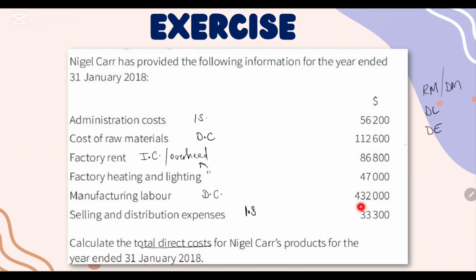So we have two items. We have direct material and we have direct labor. So our direct expenses are 544,600. Alright, our next session will go a bit further into the manufacturing account and the detailed manufacturing account.